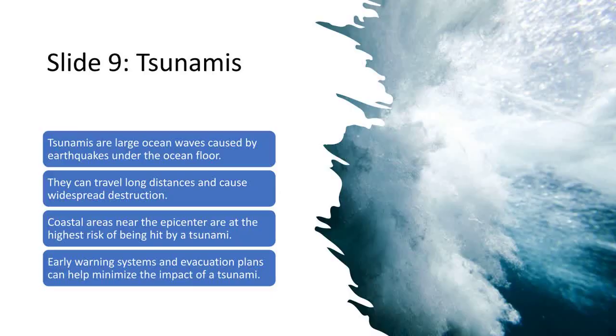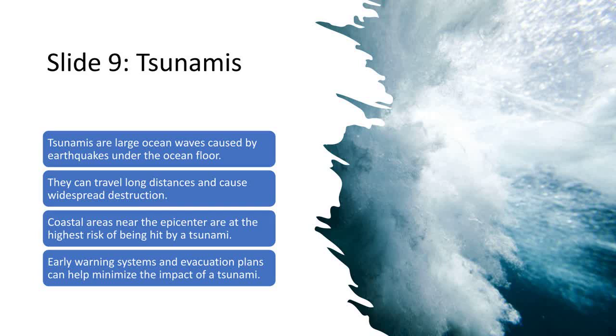Welcome to slide 9, where we will discuss tsunamis. Tsunamis are large ocean waves caused by earthquakes under the ocean floor. These waves can travel long distances and cause widespread destruction along coastal areas. Coastal areas near the epicenter of an earthquake are at the highest risk of being hit by a tsunami. Early warning systems and evacuation plans can help minimize the impact of a tsunami.